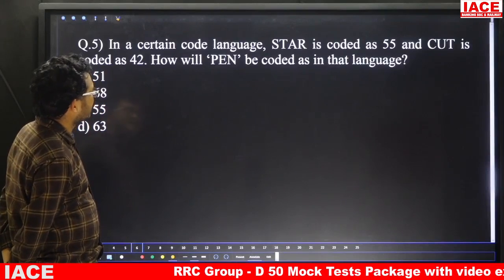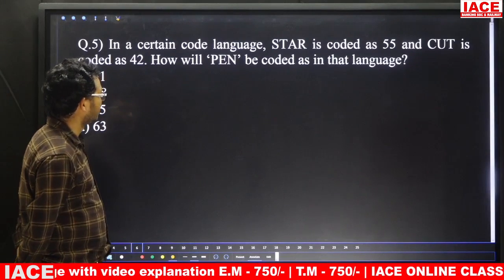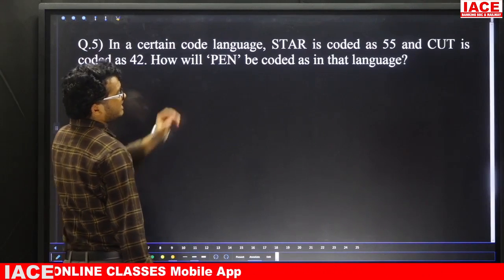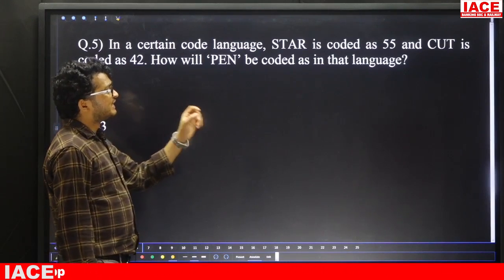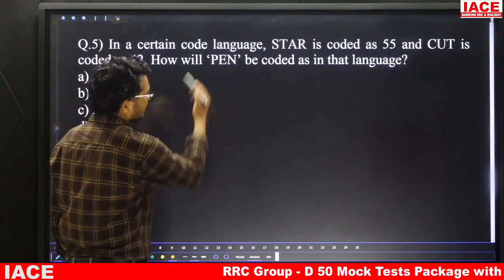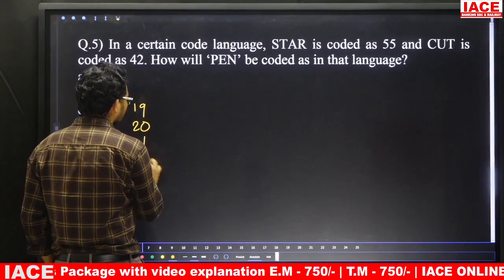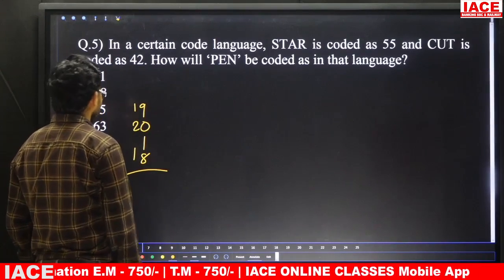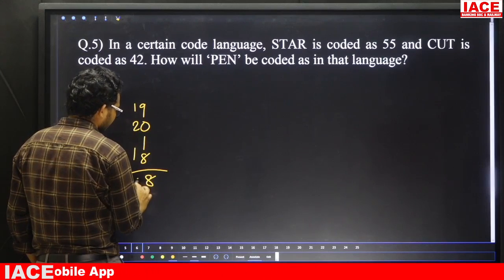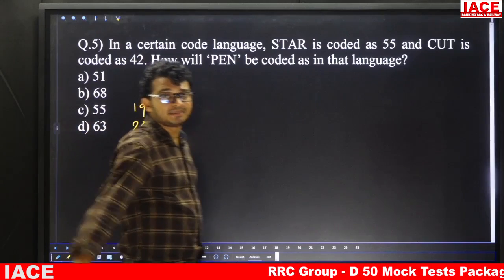Question number 5. In a certain code language, star is coded as 55, cut is coded as 42. Then how is pen written? Suppose, friends, for this type of question, the most common logic is the sum of the face values. Otherwise, the face values of opposite letters. Suppose we take the sum of the face values. S face value 19, T is 20, A is 1, R is 18. Friends, the total is 58. Next, 58 minus 3 is what? 55. Suppose we check whether it is applicable for the next one also.